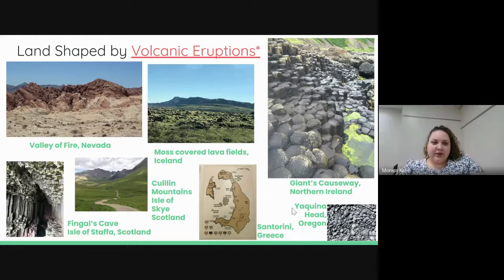And then in the top right there, we have Giant's Causeway in Northern Ireland, which we also have talked about a little bit during our geomythology. And then on the bottom right there is Yaquina Head in Oregon. Those are pebbles that were shaped that way due to the lava that was coming through and cooled, and then shaped that way because of its travel through the water.